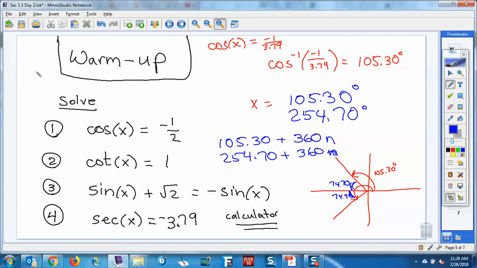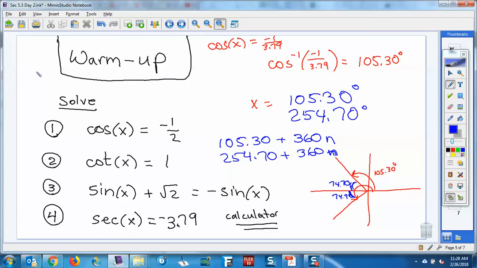Number 11. 2 pi thirds plus pi n, because this would be in the second and the fourth quadrants, straight across from each other. 2 pi thirds plus pi n. Number 12. 5 pi 6 plus 2 pi n, and 7 pi 6 plus 2 pi n.